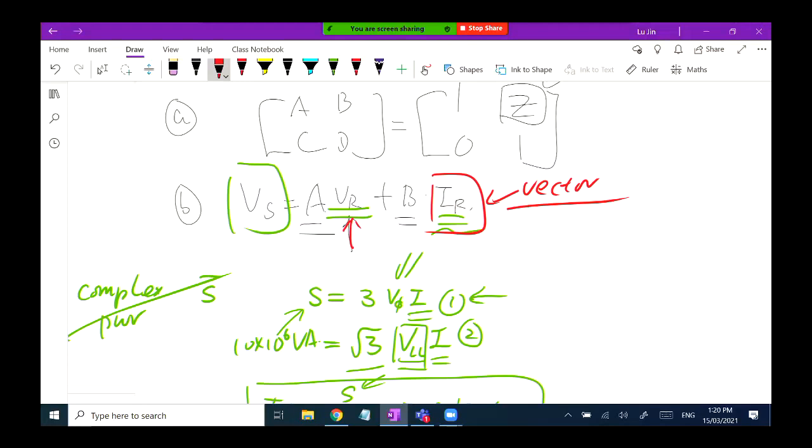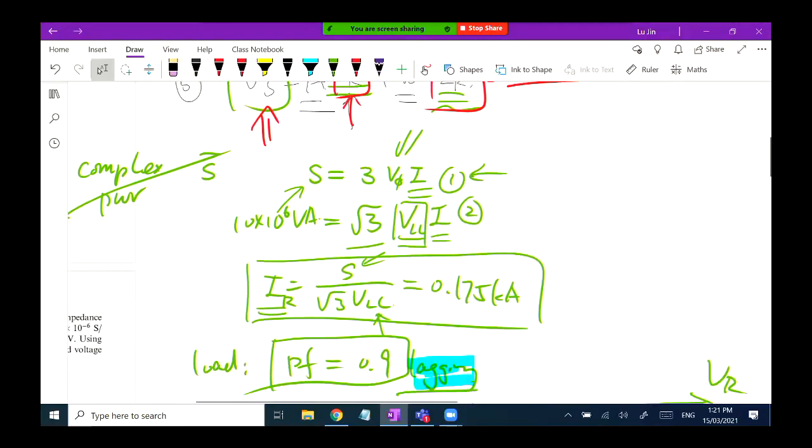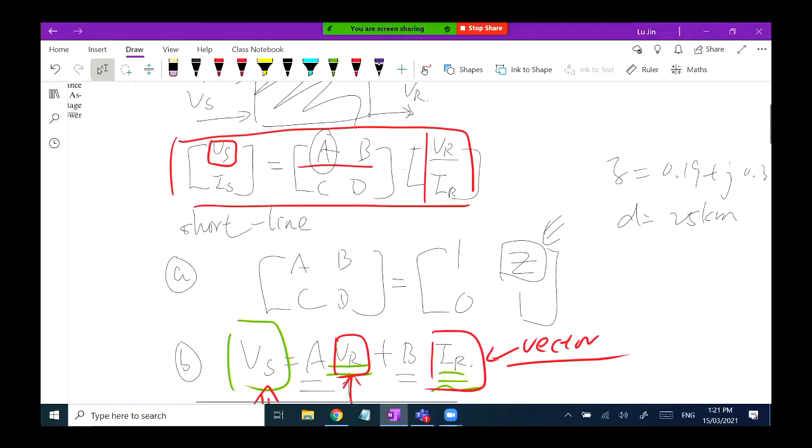So if you want to determine if this quantity is a line-to-line voltage or phase voltage, you must check the right-hand side. Regarding this VR, are you using the phase voltage of the receiving side or the line-to-line voltage of the receiving side? But I remember this VR we use here is the phase voltage. I can't remember. We didn't mention it?